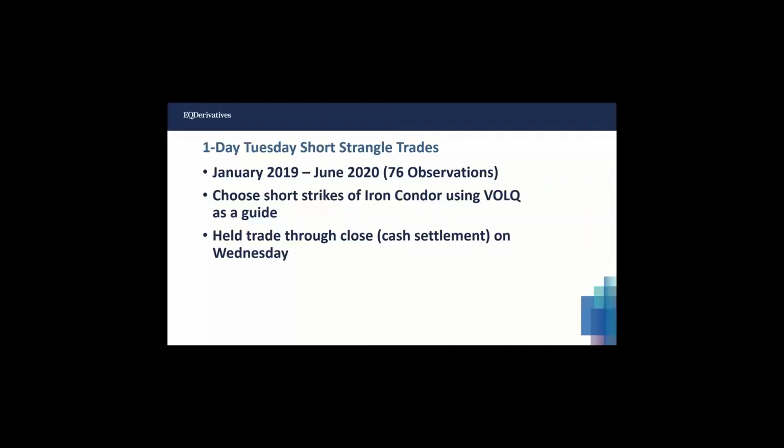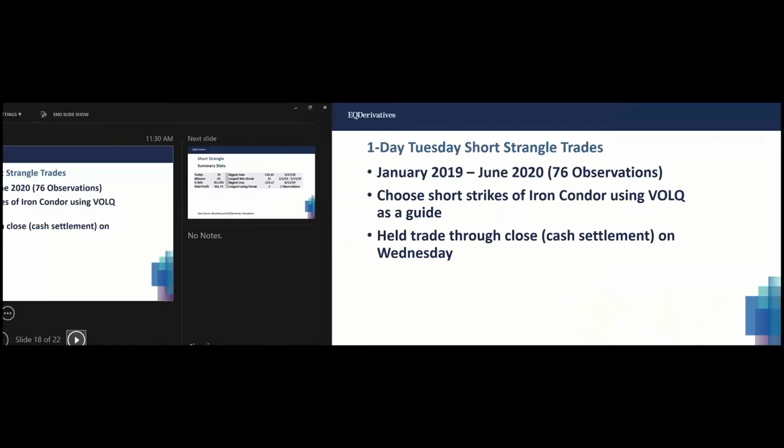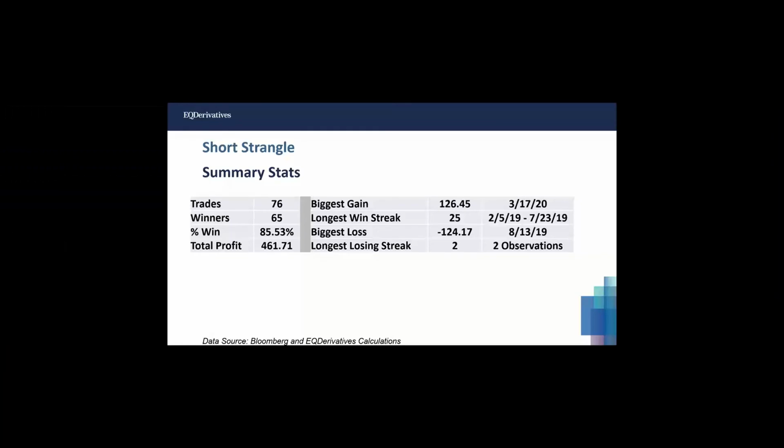But I am going to show you how this would work doing one-day short strangle trades. And over the same time period, basically just selling the one standard deviation put option and call option with no protection whatsoever, and choosing the short strikes in the same way, held the trade through the close on Wednesday. And before we look at anything else, look at that big loss. That's minus 124.17. The biggest gain was pretty substantial as well.